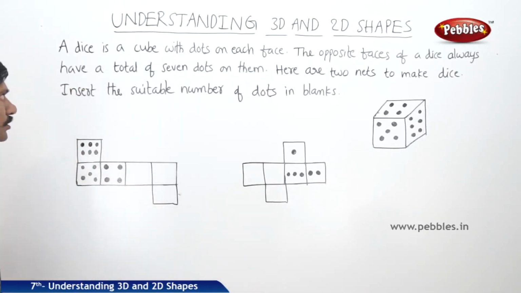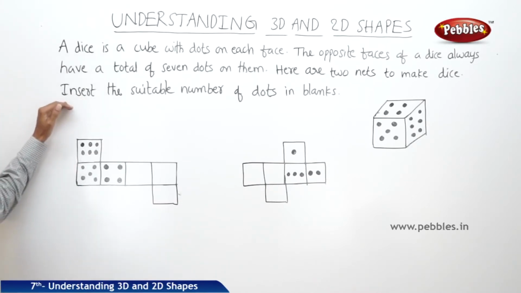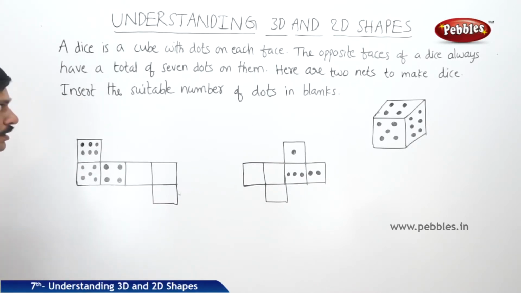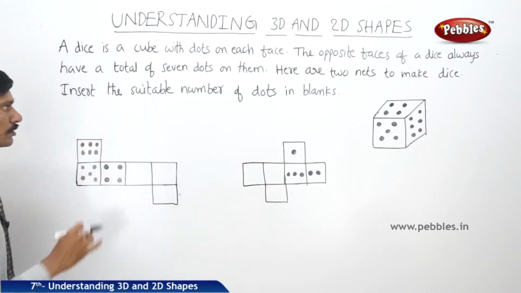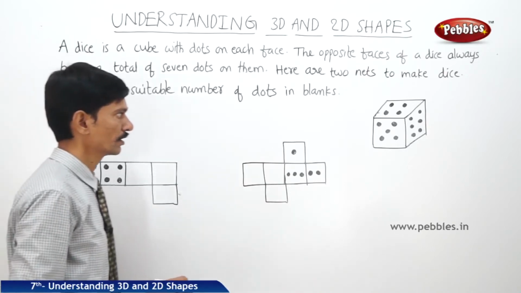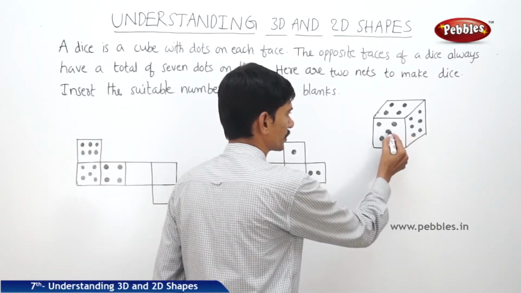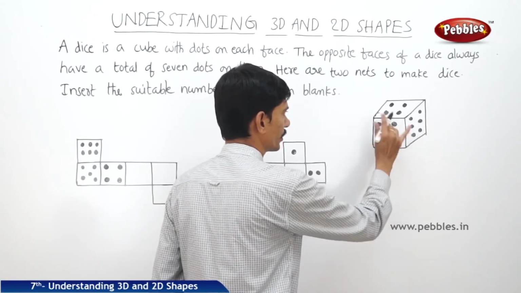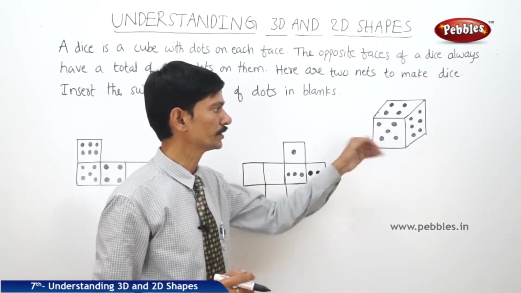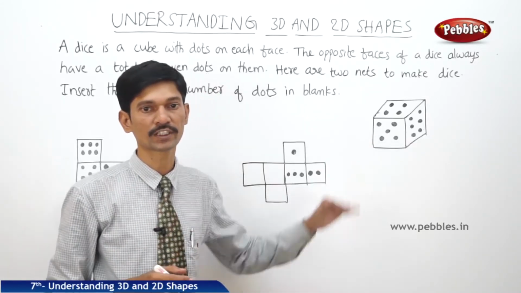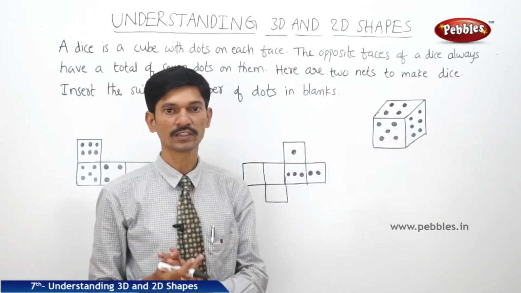Now let us solve the next question. A dice is a cube with dots on each face. The opposite faces of a dice always have a total of 7 dots on them. Here are 2 nets to make dice. Insert the suitable number of dots in the blanks. Now if there is a dice, so the dots will be given on each face of the dice, and the sum of the dots on the opposite faces must be 7. If you take any dice, the sum of the dots on opposite faces must be 7.